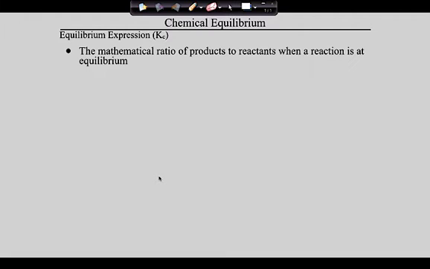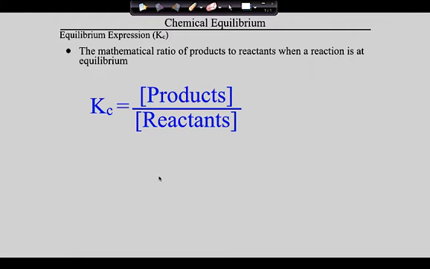Just like we wrote on the board, our fraction was 70/30. Guys, that is the fraction that we're looking at. It's the fraction of products to reactants. So we write it like this. K sub C, which is actually what's called the equilibrium constant, is equal to this. Products divided by reactants.